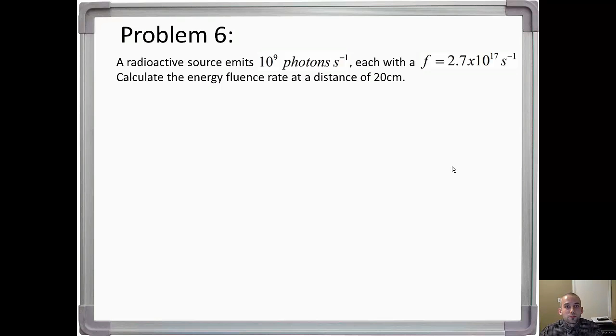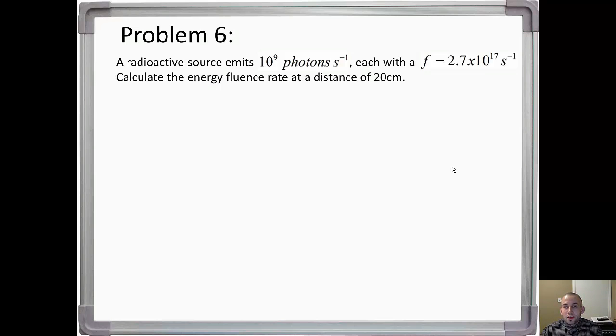Okay, so problem 6. If a radioactive source emits 10 to the 9 photons per second, each with a frequency of 2.7 times 10 to the 17 seconds to the negative 1, calculate the energy fluence rate at a distance of 20 centimeters.